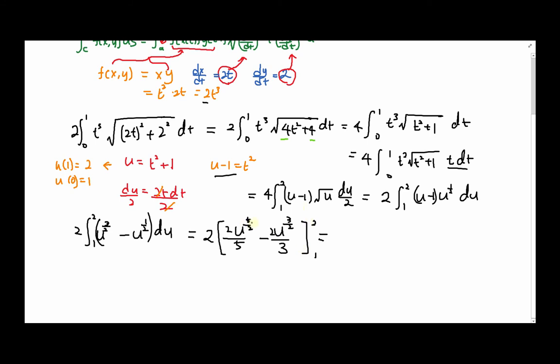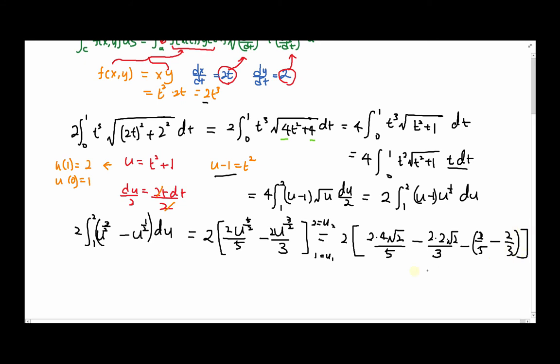Then you substitute u. You know that's u, plug it in, you get 2 times 4 times radical 2, and plug it in again to our second term, and you get 2 times radical 2, minus, now you plug in our lower limit, u of 1 equals 1, so simply 2 over 5 minus 2 over 3.